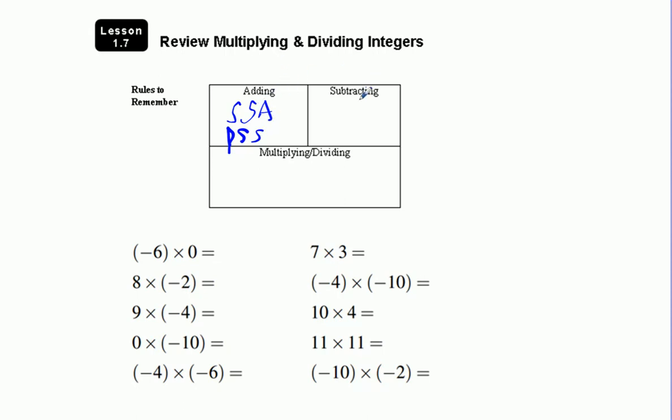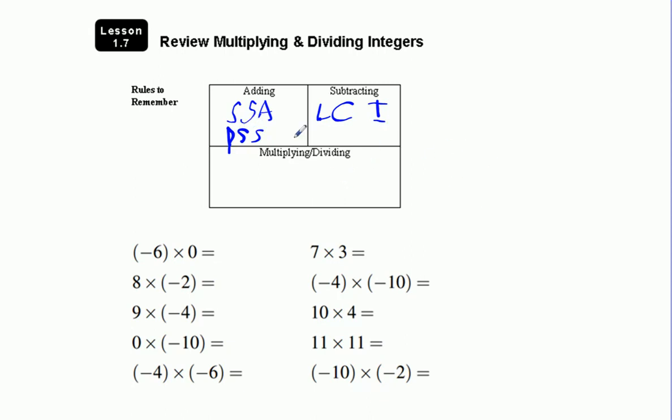When I am subtracting, I'm going to change it to an adding problem by leaving, changing, and inversing the problem as I go. When I do that, I will change it into an adding problem, and then I will have to follow the two adding rules. Same signs add, different signs subtract.